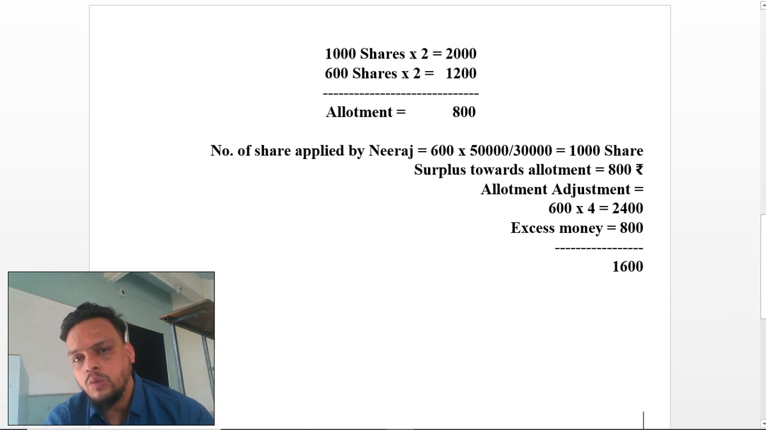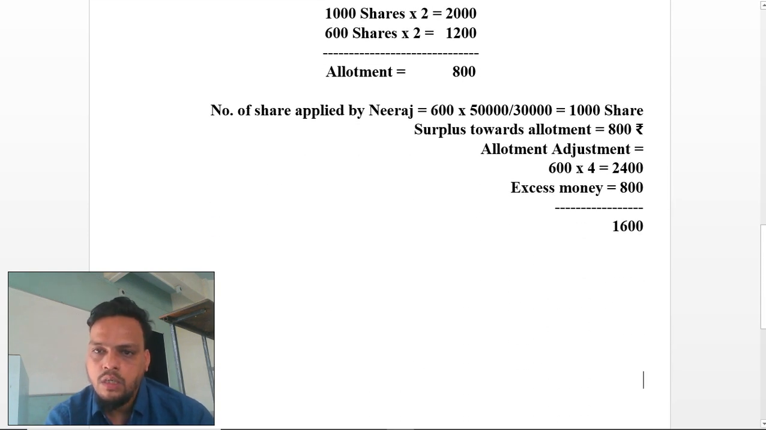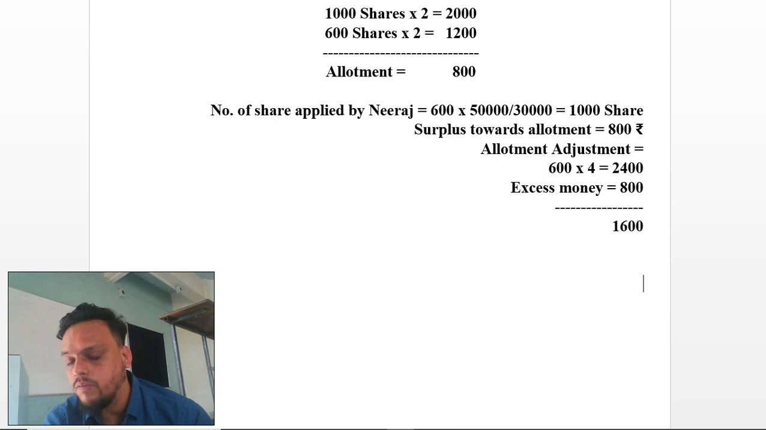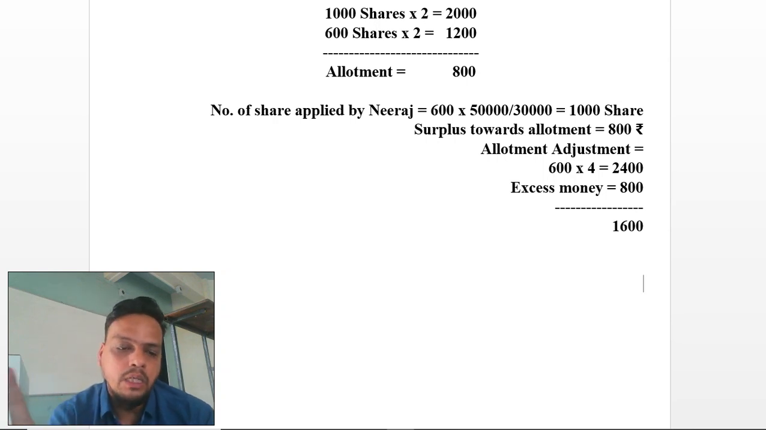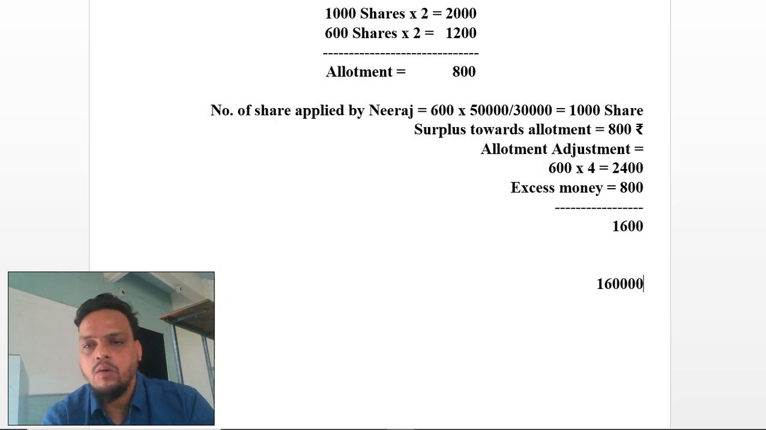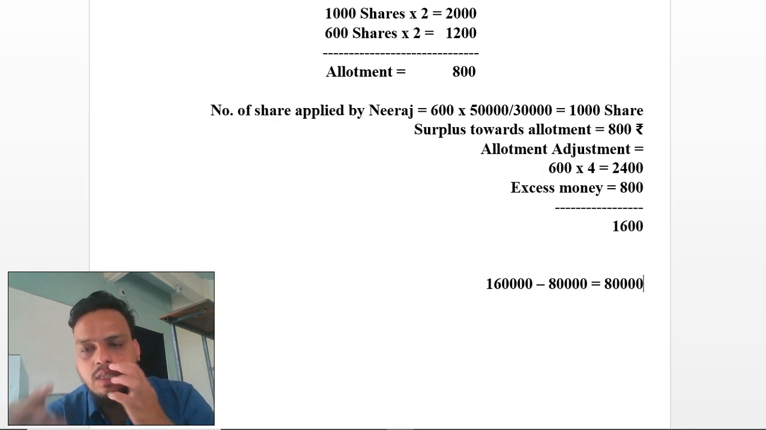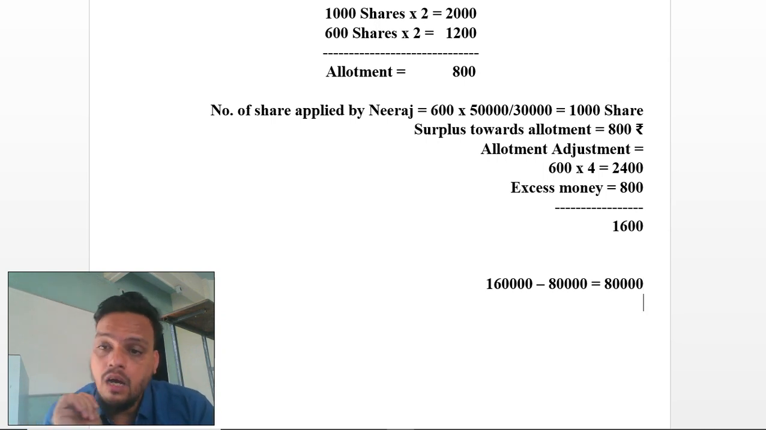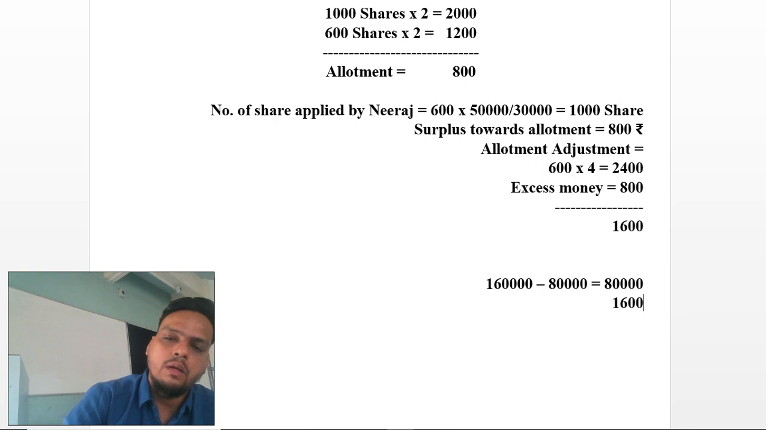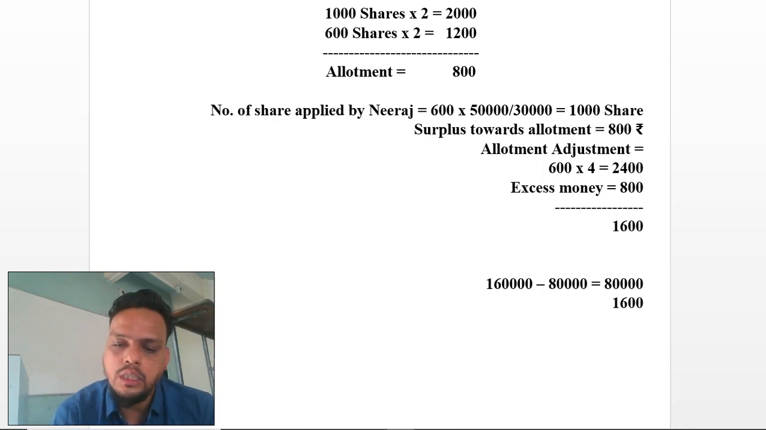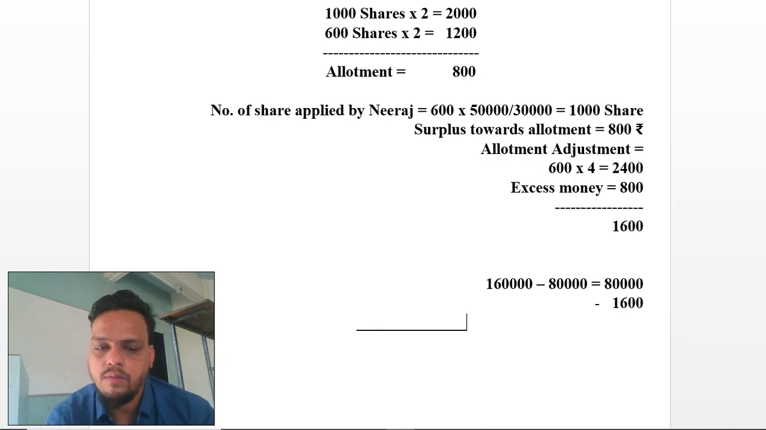Now we are going into the working note phase over here. Be careful with the amount which has not been received. It is not received as 1,600 rupees. Be careful with this. 1,60,000 minus 80,000, because 80,000 rupees is already received by the company. So the rest amount is 80,000. In 80,000, 1,600 is not received. Be careful with the word. 1,600 rupees is not received.